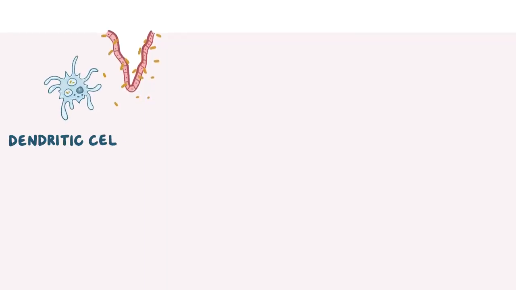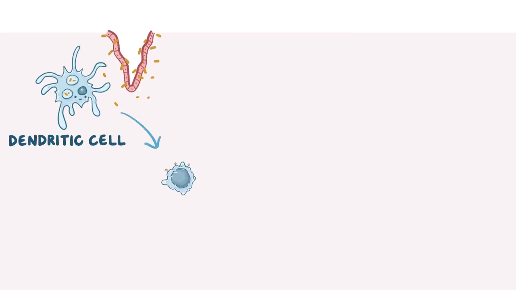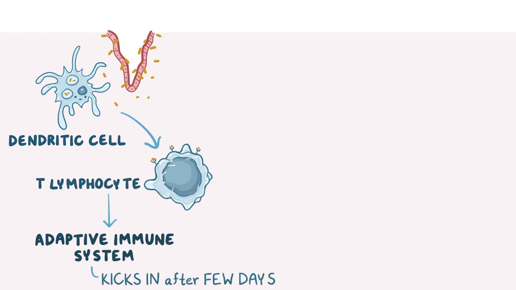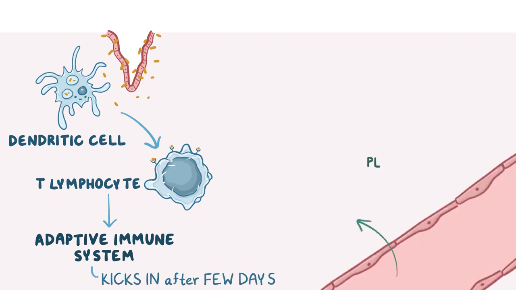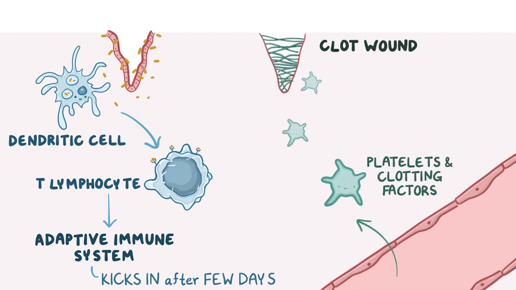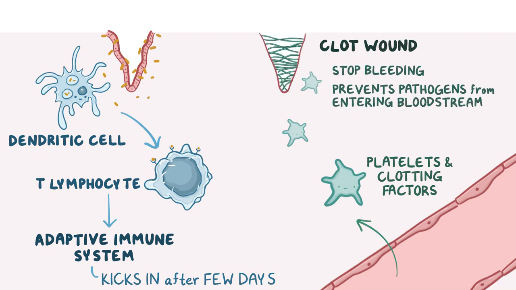All the while, dendritic cells continue to phagocytose pathogens and present bits of them to T lymphocytes. This activates the adaptive immune system, which kicks in after a few days. If the stimulus for all of this inflammation was a cut or a scrape, then platelets and clotting factors from the plasma reach the area and clot the wound. This helps stop the bleeding, as well as prevents pathogens from entering the bloodstream, and provides a framework for tissue repair. In summary, all of these factors contribute to the heat, pain, redness, and swelling that's classic for inflammation.